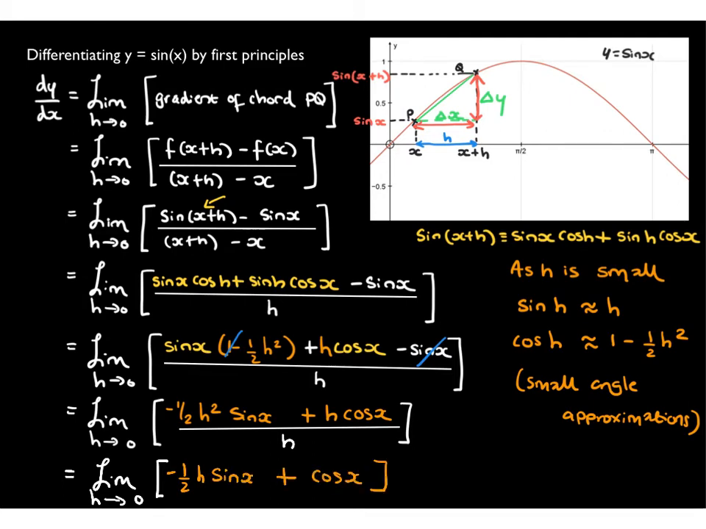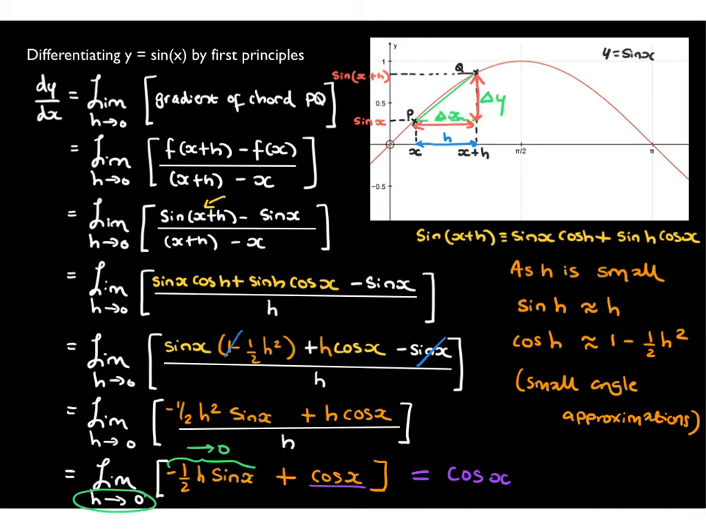Now, allow h to approach 0. Take the limit as h approaches 0, and you can see that this part here will approach 0 as h approaches 0, whereas the other part of this, which is simply cos x, is unaffected by changes to h, so will be left. So this gives us cos x as the answer.